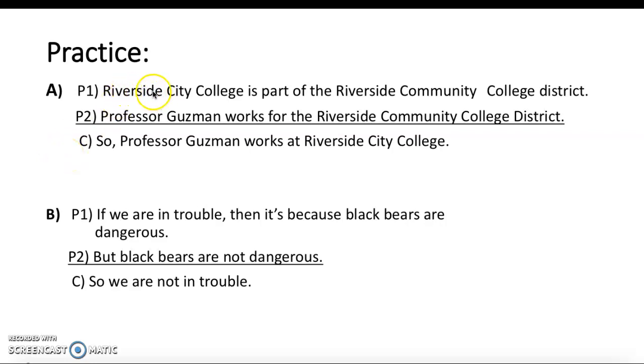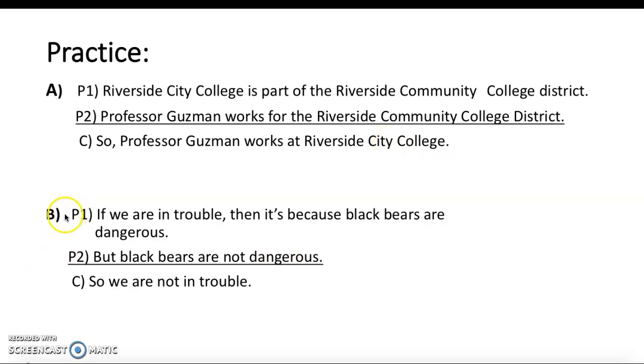Even if it is true that Riverside City College is part of the Riverside Community College District, and it is also true that Professor Guzman works for the Riverside Community College District, does it follow from that Professor Guzman works at Riverside City College? Well, no, because it could be the case that I could work at Norco College or at Moreno Valley College. So even if we assume that these are true, it still doesn't guarantee that the conclusion be true as well. Let's look at argument B.